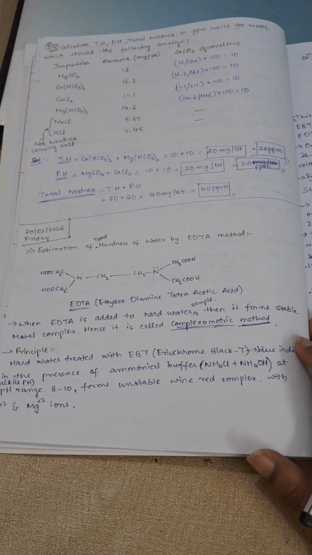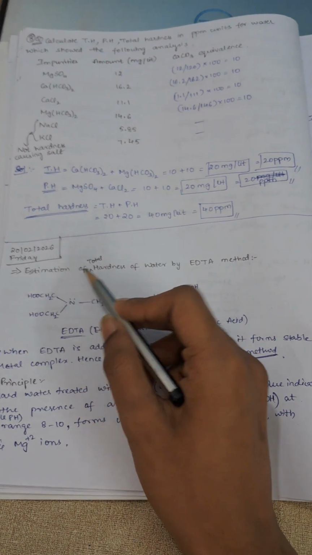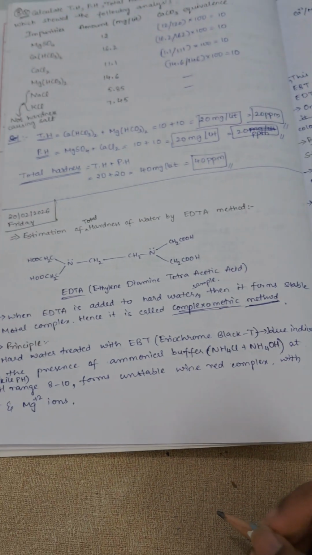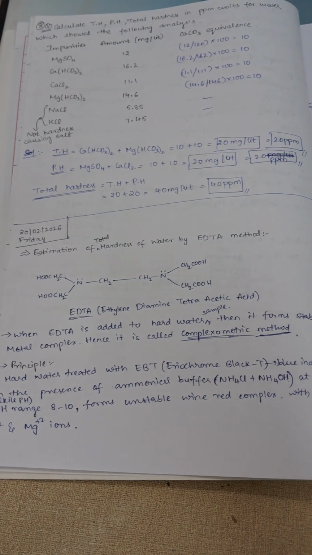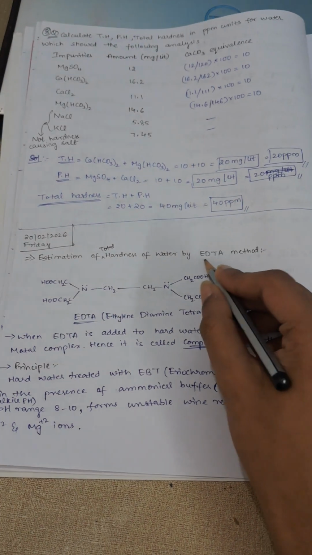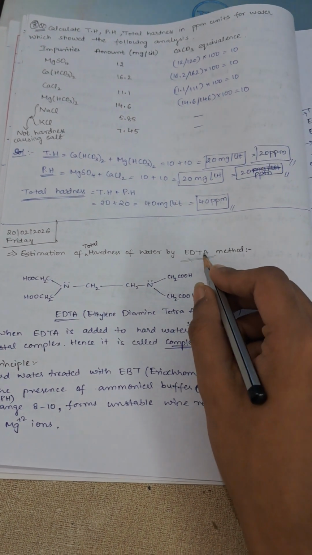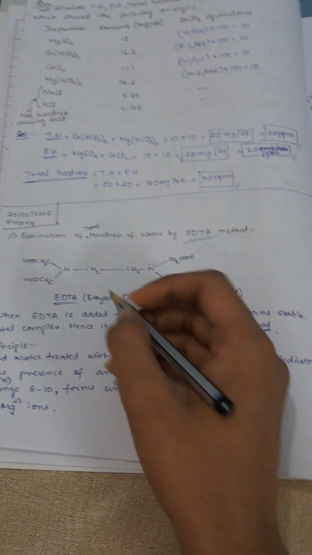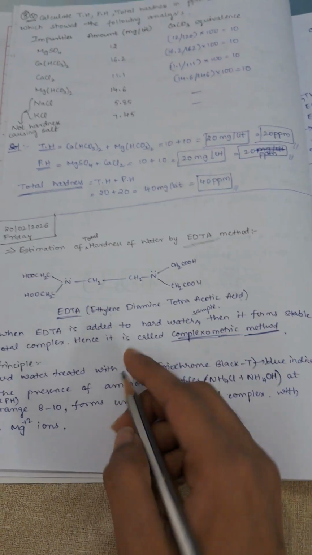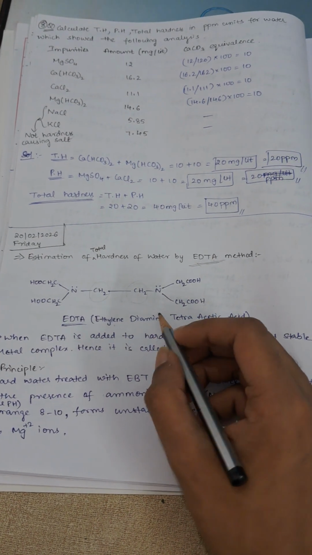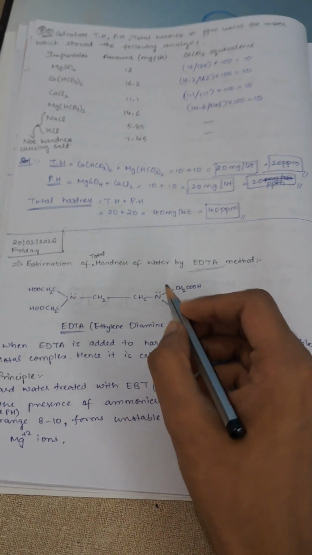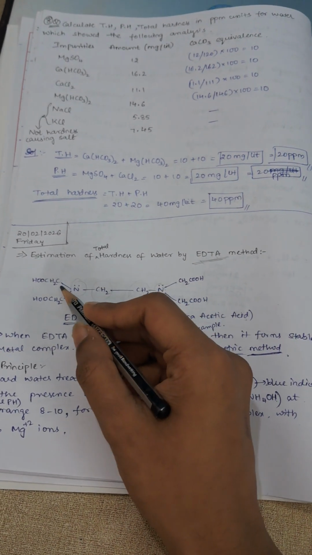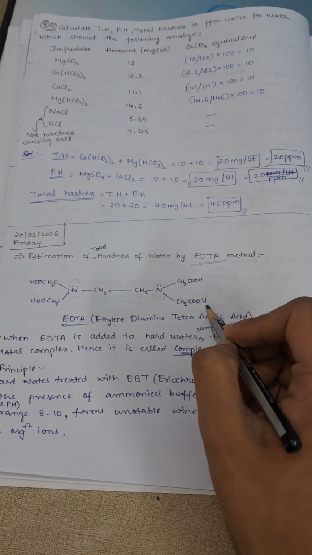Hello everyone. Now let's discuss the estimation of total hardness of water by the EDTA method, means to find how hard the water is using this method. EDTA stands for ethylene diamine tetraacetic acid. Ethylene: two CH2s are present. Diamine: two amino groups are present. Tetraacetic acid: four acetic acids are present.